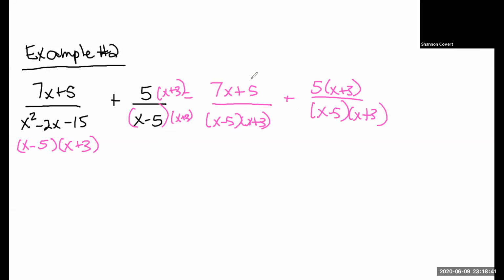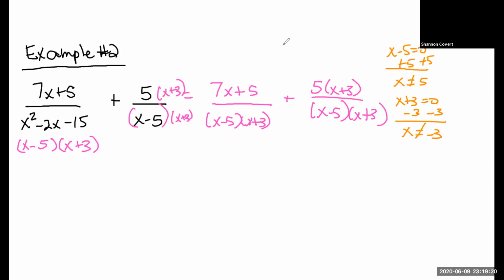So I end up with 7x plus 5 over x minus 5 times x plus 3, plus 5 times x plus 3 over x minus 5 times x plus 3. Let's do our restrictions really fast since we've got our common denominator figured out. So my first restriction is going to be x minus 5 equals 0. So I add 5 to both sides. x cannot equal 5. My second restriction is going to be x plus 3 equal to 0. Subtract 3 from both sides, x equals negative 3. So x cannot be 5 and it cannot be negative 3.